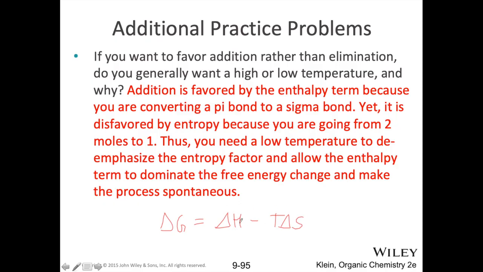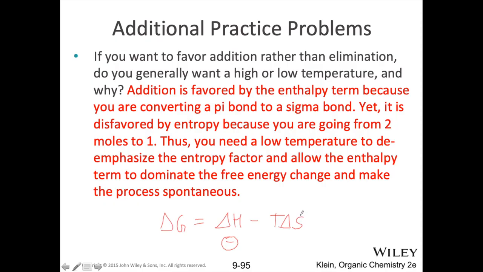We pointed out that delta H for an addition reaction is typically a negative number. Addition reactions are exothermic because you are converting a pi and sigma bond into 2 sigma bonds, right? And so you're breaking a pi bond, which is higher in energy, and forming a sigma bond, which is lower in energy. So your enthalpy term is going to be negative. This is going to be an exothermic reaction.